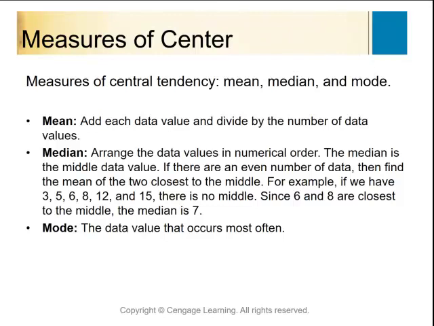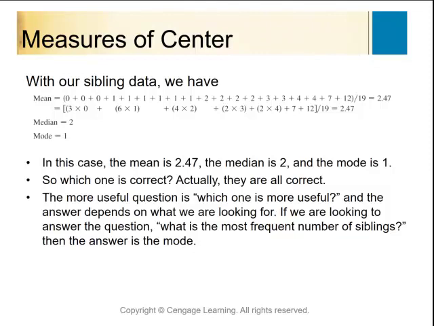Each one of these is considered an average or a measure of center. Just because we're so accustomed to adding all of the numbers up and dividing by however many there are, which is the mean, does not mean that that is the only measure of center or the only average. And we have to figure out which measure of center makes the most sense for what our question is. So here they list off mean, median, and mode and what those definitions are. So with our sibling data, we have a mean if I added them all together and divided them by however many there were.